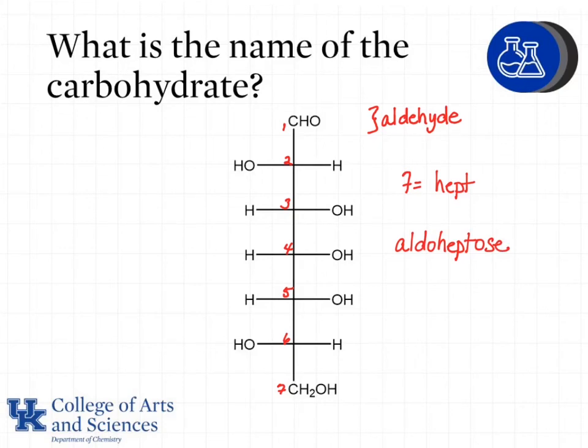Notice that this does not tell us anything about the orientation of the OH and the H groups. We can have many versions of aldoheptose, and they would all have their own specific name based on the pattern of OH and H on the left or right of the molecule.